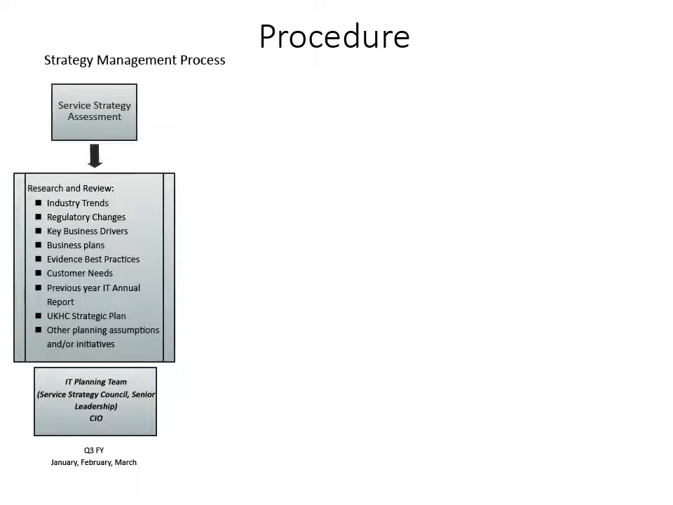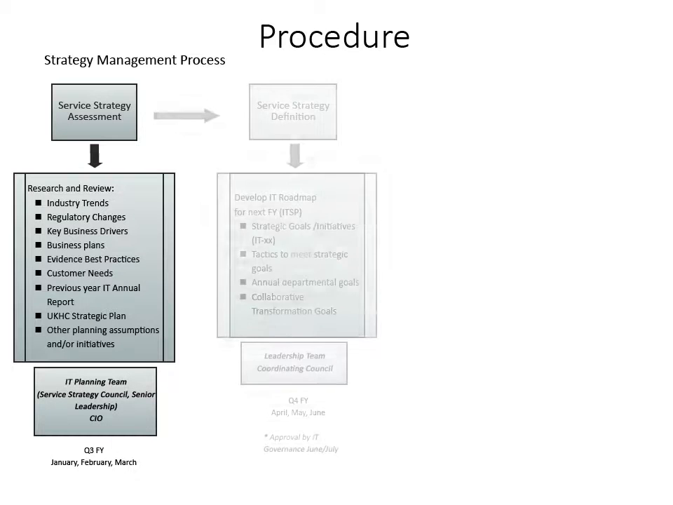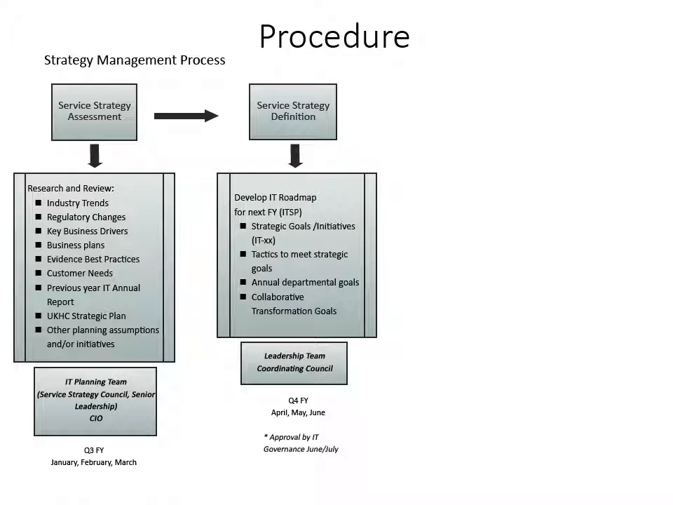The strategy management procedure begins with the strategic service assessment phase, which starts in the 3rd quarter of the fiscal year. Research and review is done of the following inputs below. This is conducted by the IT planning team, which is made up of the CIO, Service Strategy Council and senior leadership. Service strategy definition begins in the 4th quarter of the fiscal year. The IT roadmap is developed for the next fiscal year based on the following below. This is done by the coordinating council and senior leadership team.